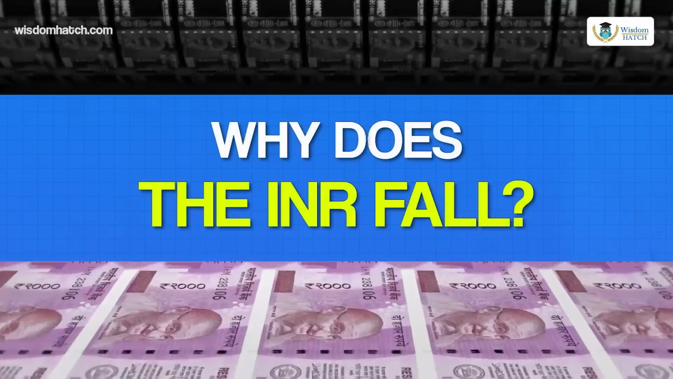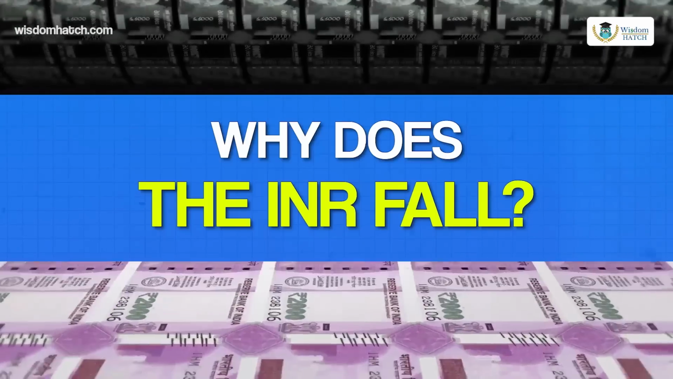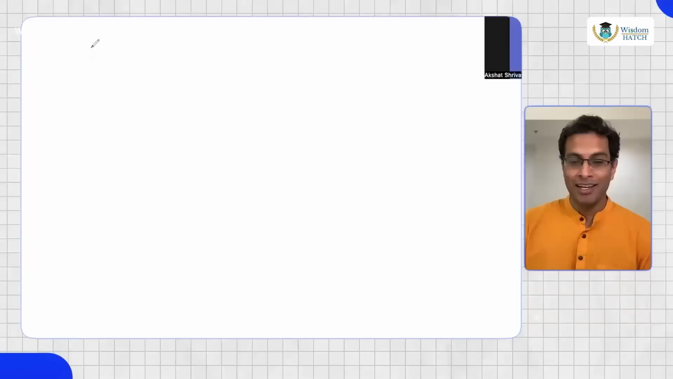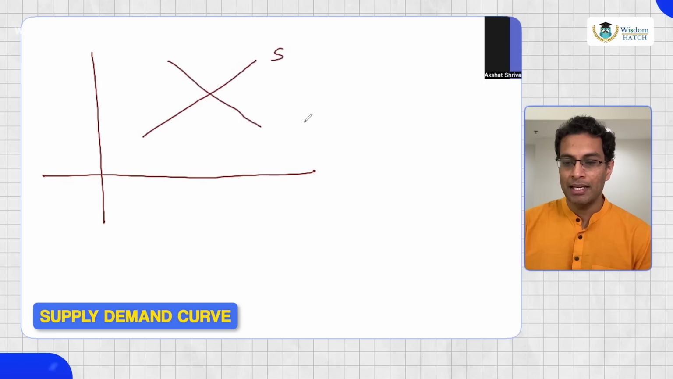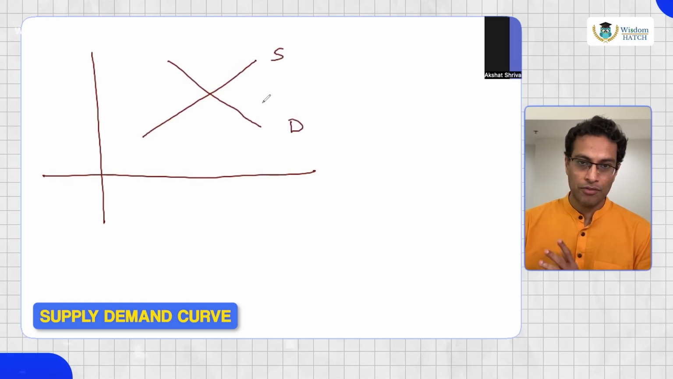Point number one that you need to understand is why does the INR fall? अब कुछ बोलेंगे कि you know what, politics चलती रहती है इस चीज़ पे, but what is the actual understanding behind it? Well, for that you need to go back to the very basic concept of supply and demand, and this is how a supply and demand curve is plotted in terms of economics.